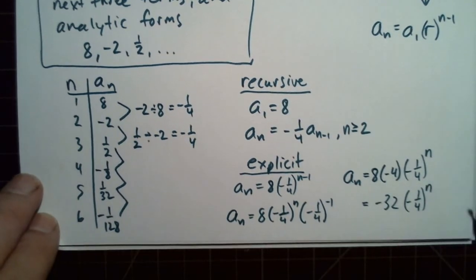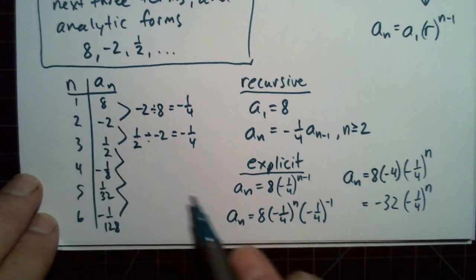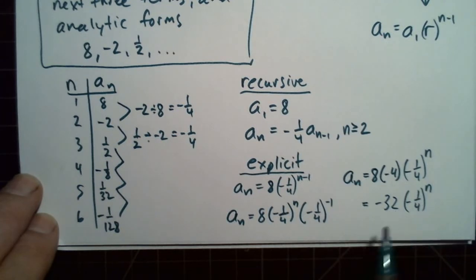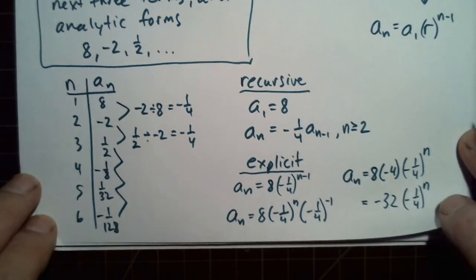And then you want to make sure you check it. So if we put a 1 right here, then we'd have -32 times -1/4 is +8. If we put a 2 right here, that would be positive 1/16, so that's -32 divided by 16 is -2, and that will be the explicit formula.